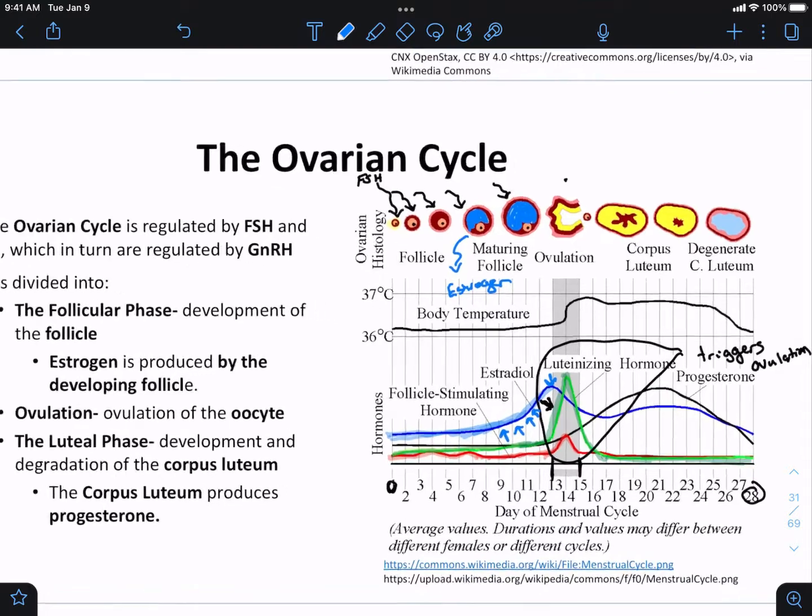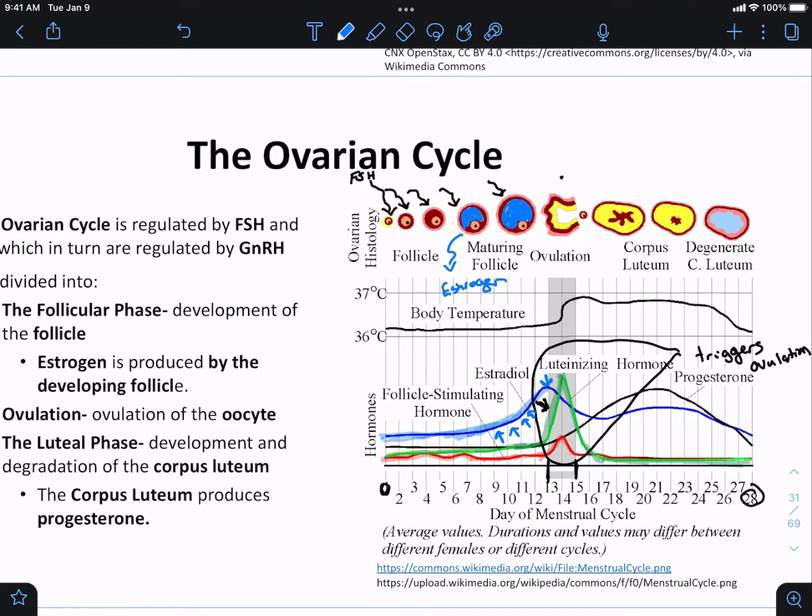Now, once the follicle has ovulated, once it pops and the oocyte pops out, this is usually on day 14 of the menstrual cycle, or if your menstrual cycle is not 28 days, it could be day 11. That highlights the importance of the LH surge. You can't just say day 0 is the first day of menses, so we're going to have sex on day 12 and try to time it that way, because you might ovulate on a different day depending on whether your cycle is shorter or longer.